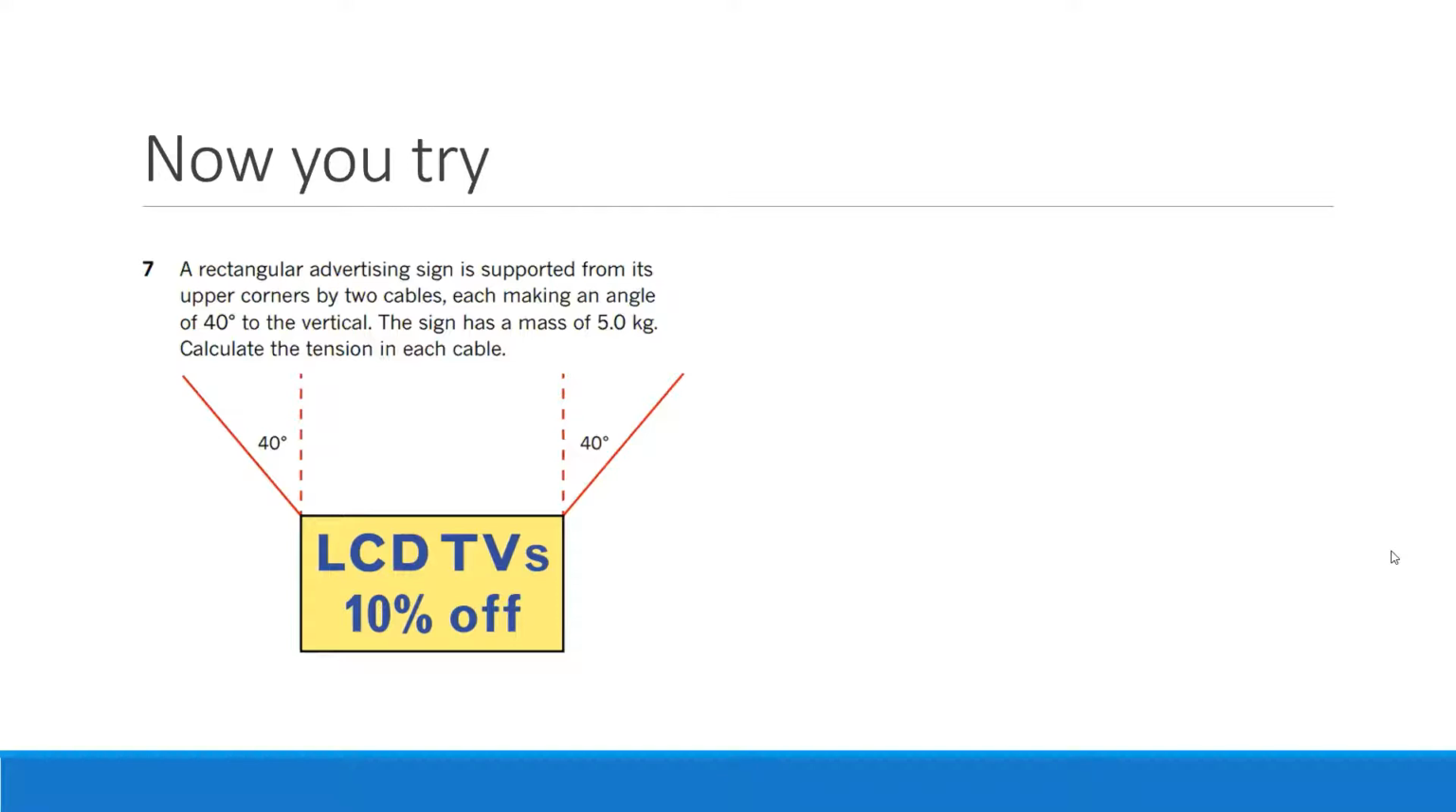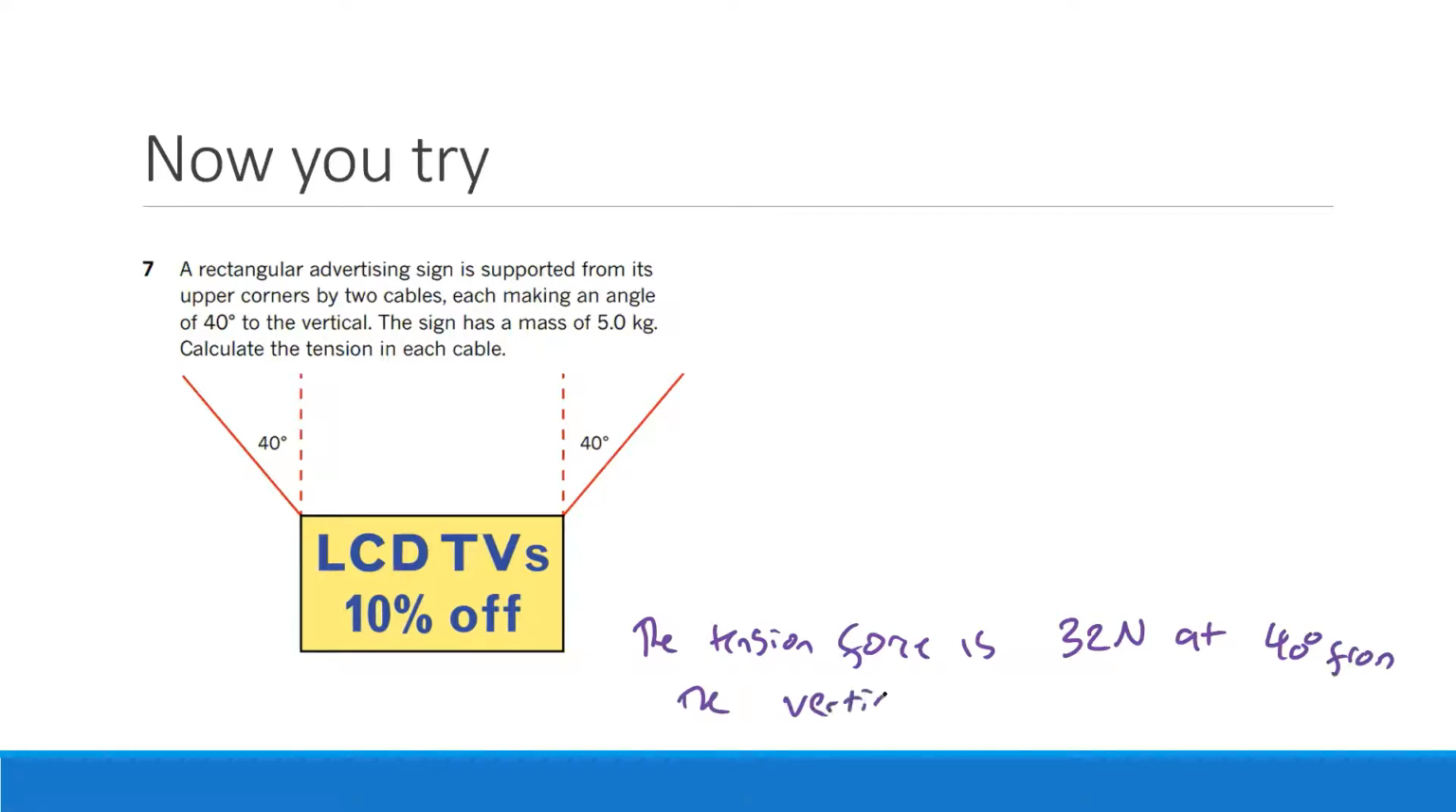All right. Ladies and gents, I'm going to write down the answer now. I'm just going to write down pretty much exactly what Yvonne wrote. The best way to answer this is the tension force is 32 newtons at 40 degrees from the vertical. And that's pretty much the best way to answer it. A couple of people just saying 32, or a couple of people saying 31.98. That's fine. 32. Yep, thank you, Arn.